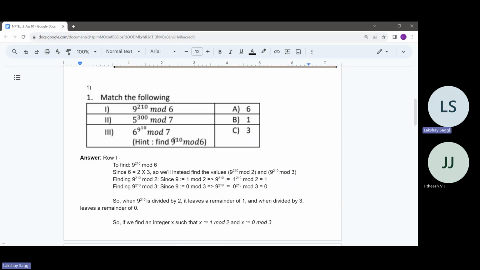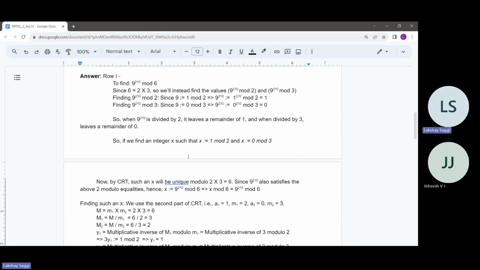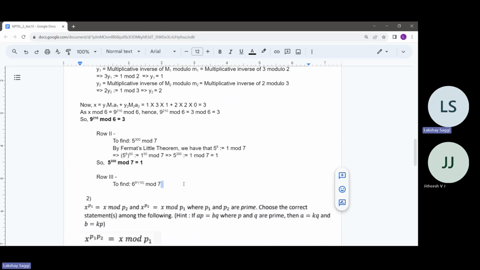The hint given here is basically we first find 9 raised to the power 10 mod 6, and then we proceed with this problem. Note that there are two ways to proceed with this. Maybe I'll just give you guys this. Maybe we can use this method instead.